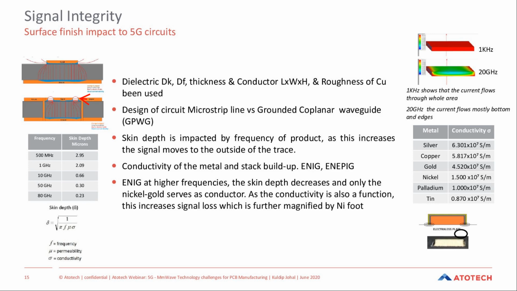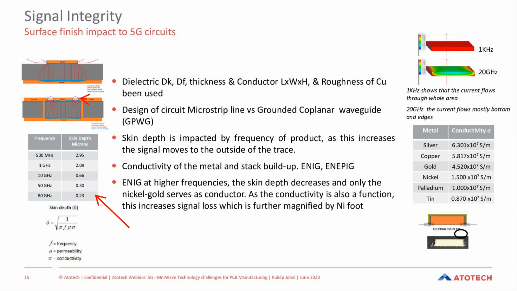On the upper right-hand side, you can see that I'm comparing what happens as we move the signal faster through the trace. You can see that at 1 gigahertz, the signal is moving through the solid copper trace. And as we move to 20 gigahertz, we suddenly see that the signal is now moving to the edges and the bottom. So clearly, this is going to have an influence on the surface finish and the treatments that are being used. We've already mentioned skin effect and how the skin effect is being changed.